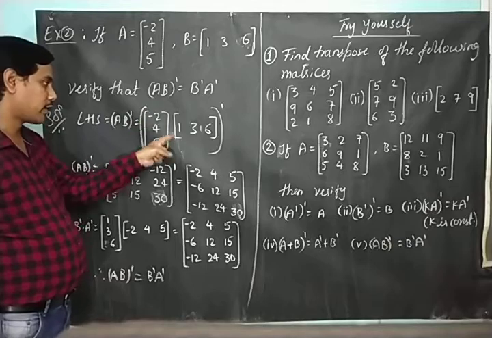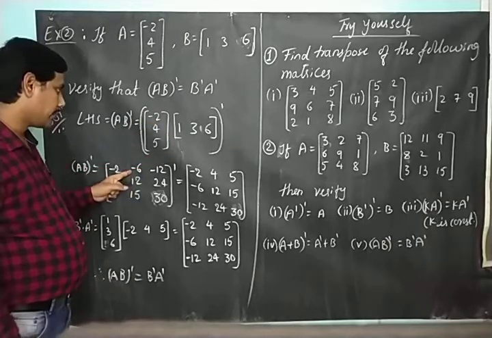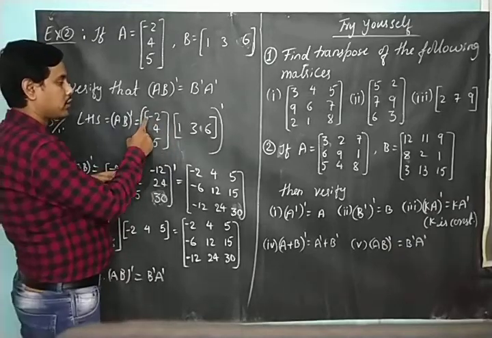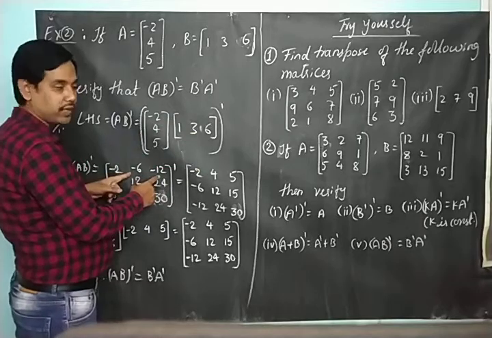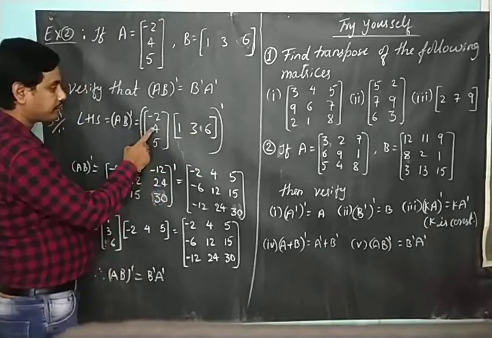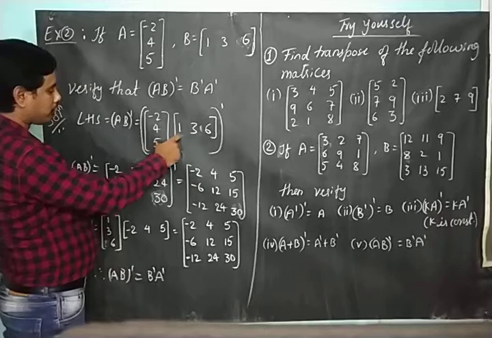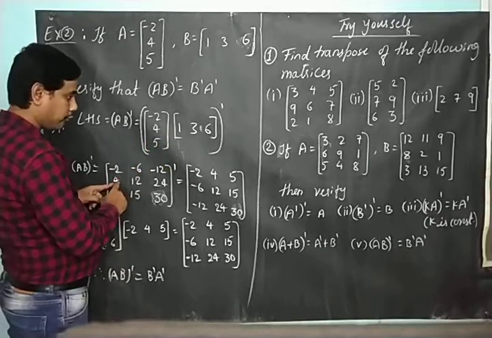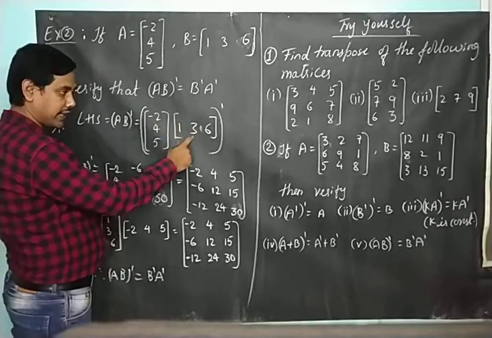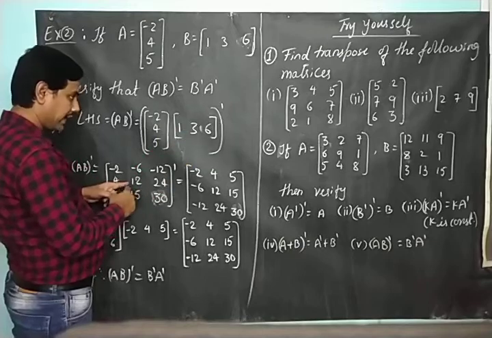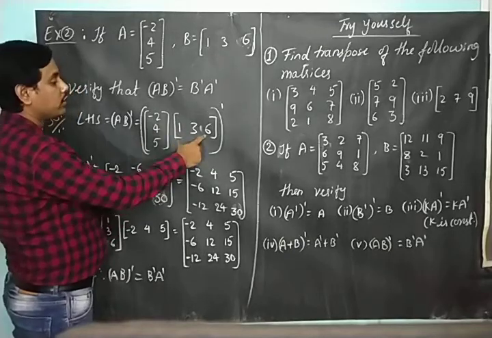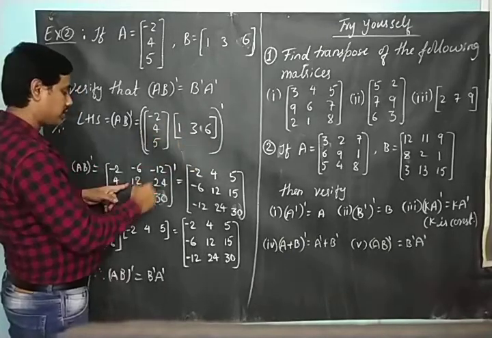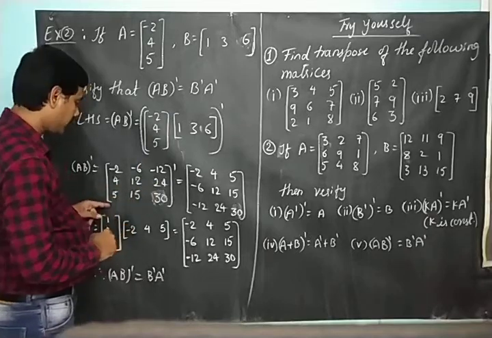First row into second column: minus 2 into 3, minus 6. Next, first row into third column: minus 12. Then second row into first column: 4 into 1, 4. Second row into second column: 4 into 3, 12. Now second row into third column: 4 into 6, 24. Right.